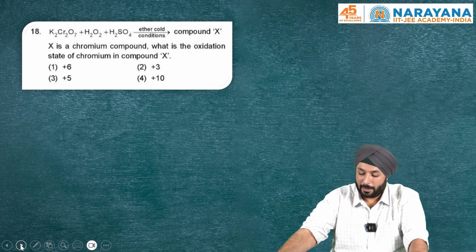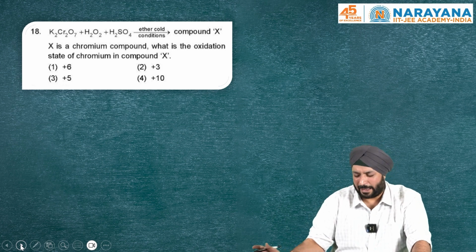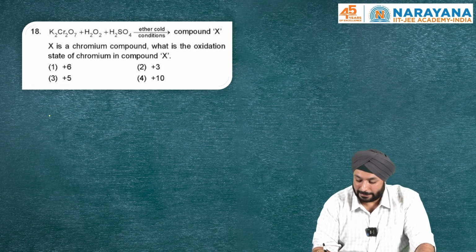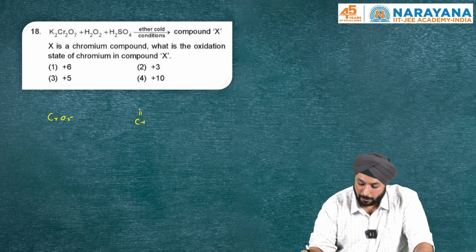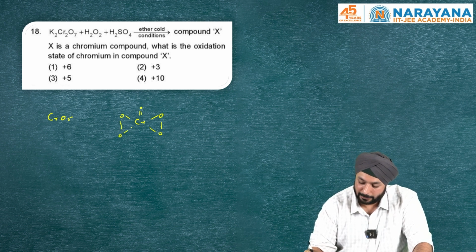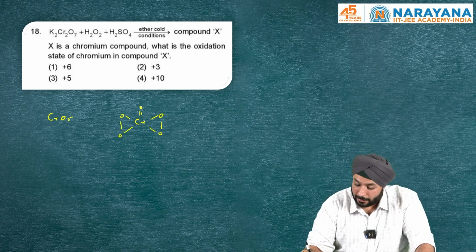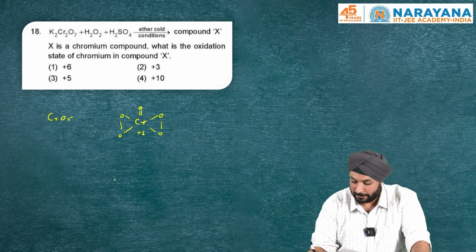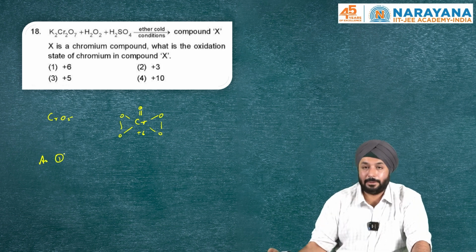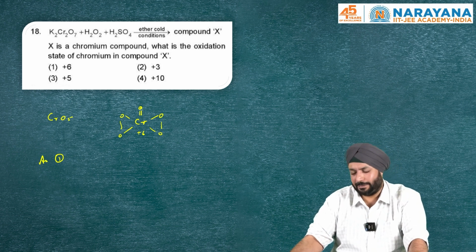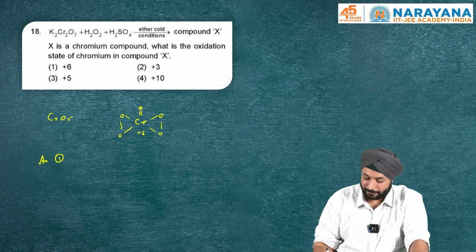K2Cr2O7, H2O2 and H2SO4, ether. Standard question from D block again. If this reaction results in the formation of CrO5, where you will get Cr double bond O and 2 peroxy linkages, you will have a butterfly shaped structure, and the oxidation state of chromium is +6. So answer is +1, like first one, right? So very simple, straightforward, memory based, direct question came from D block.